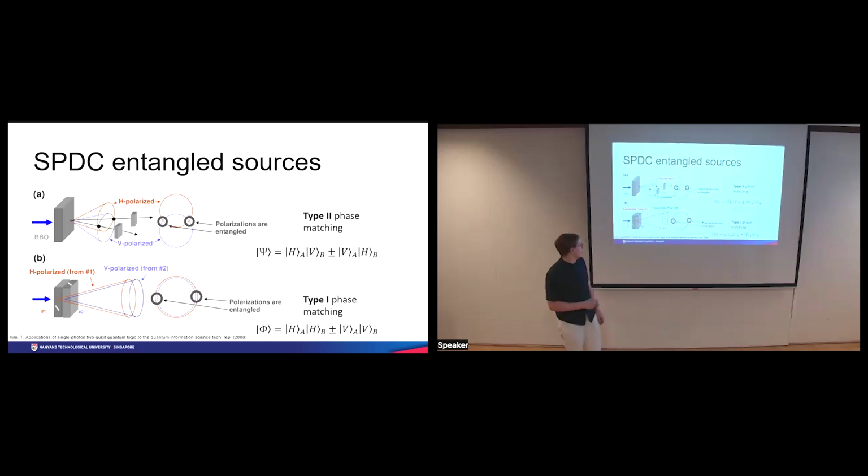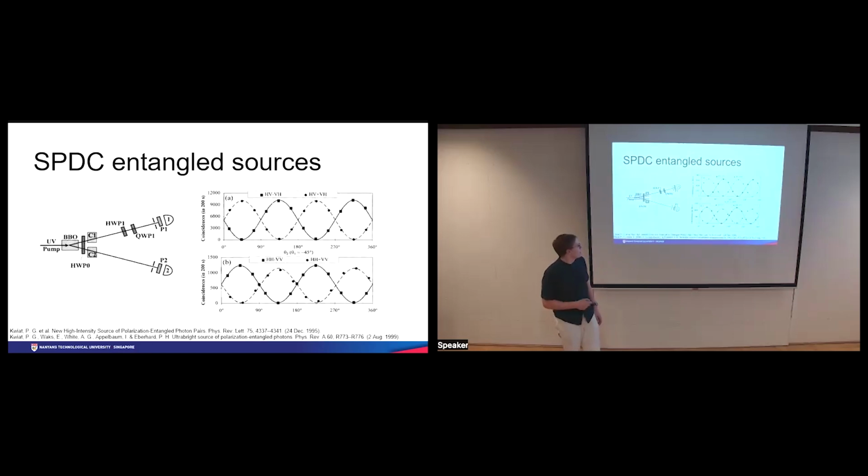The other way is type 1 phase matching. You would have two crystals which are orthogonal to each other, and because you can't know which crystal you generated the photon from, you collect the photons wherever in the ring, and you would have polarization entanglement, though they are generated in a slightly different state. So there are two optical ways of generating polarization entangled photons.